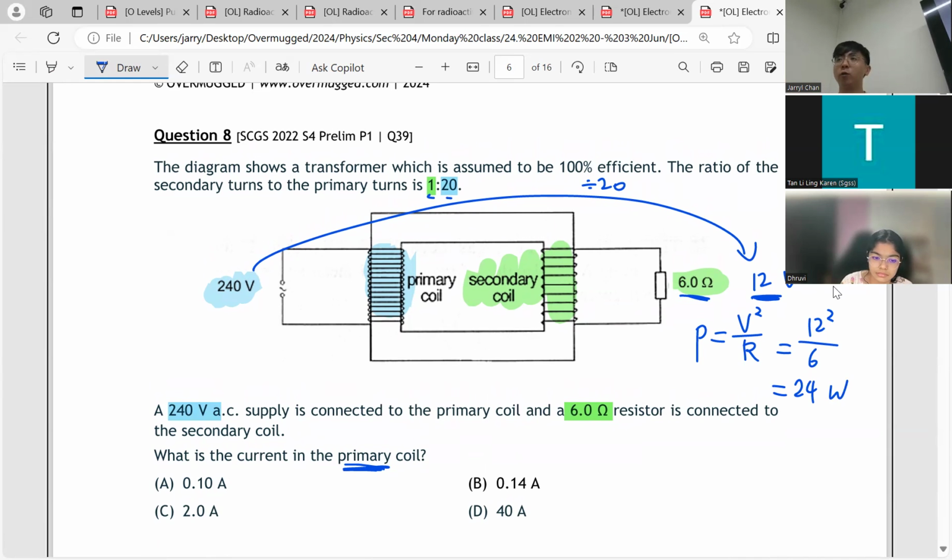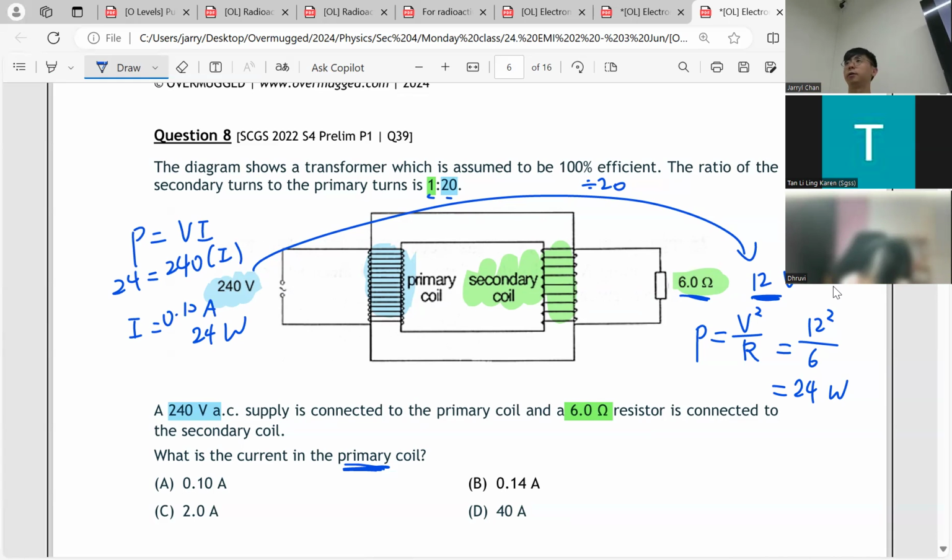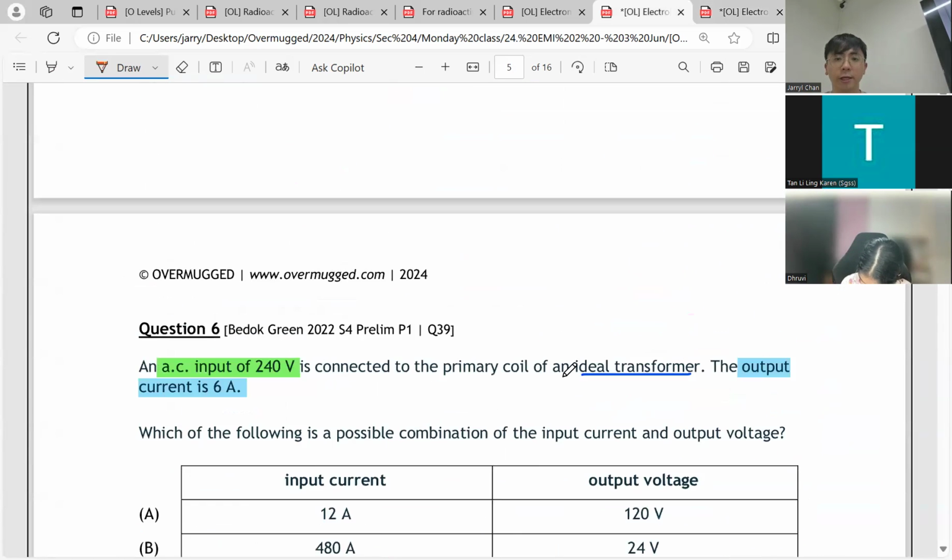24 watts is the power in the secondary coil. What can I say about the power in the primary coil? Assuming it is an ideal transformer, it is exactly the same, 24 watts. Power equals VI. 24 equals 240 times current. Therefore, current equals 0.1. Do we get the logic? Question A answer is here.